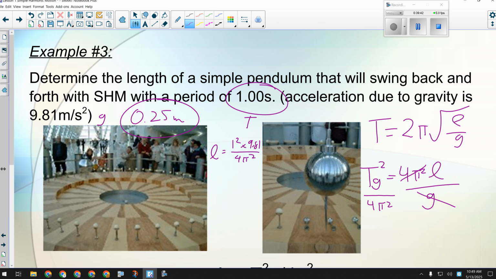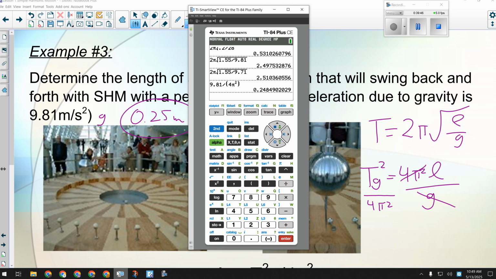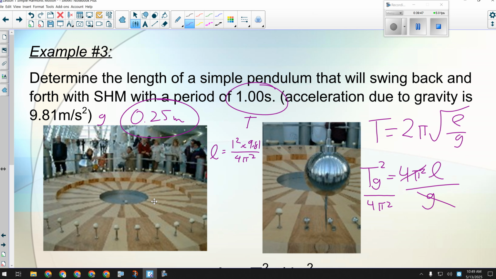Actually, I should have that to 3 significant digits, shouldn't I? So that should be 0.248 meters. Okay. Questions on how that one worked? On the equation, is that an E or an L? That's an L. Yeah, L for length.